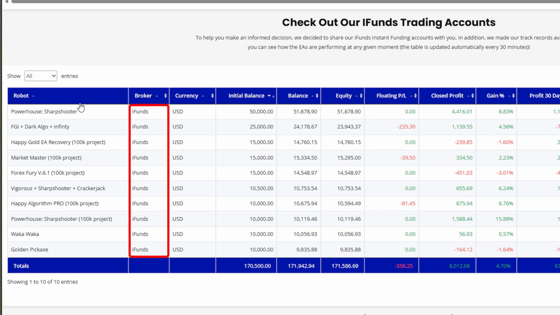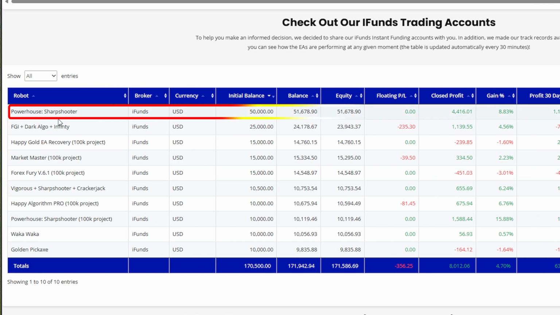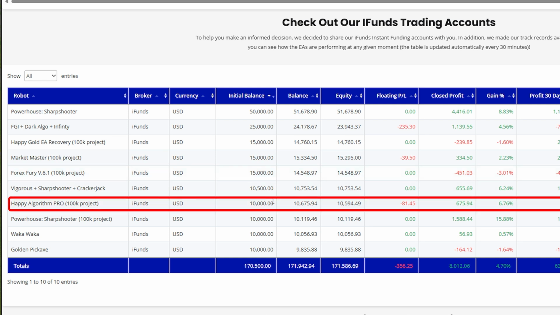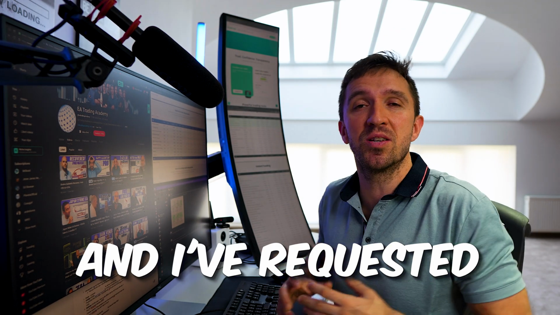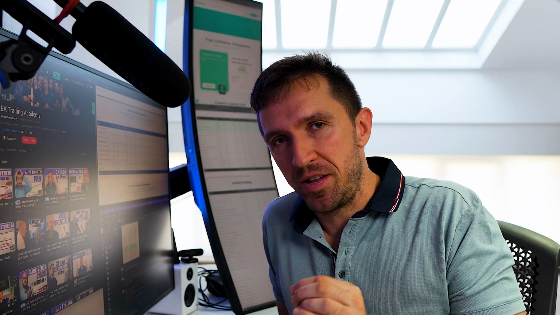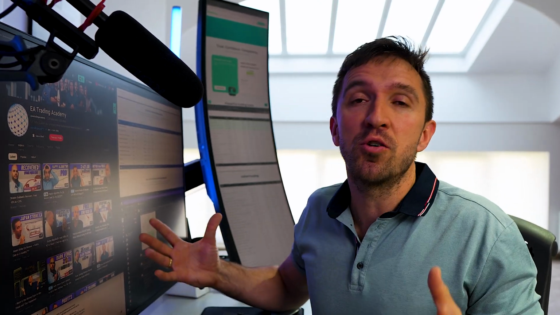With iFunds, I'm looking for very steady performance, so I'm trading those expert advisors that make 2 to 3% a month. For example, the Sharpshooter is a steady performer, and I've bought a more expensive 50K account, which costs $3,000, but actually for $700 you can grab a $10,000 account. And I have the Powerhouse EA, the Happy Algorithm, Sharpshooter, Waka Waka performing really steadily, and I've requested withdrawals a few times. The benefit of using a live account or iFunds account is that at any moment you can request a withdrawal. If you need the money, you can withdraw them.